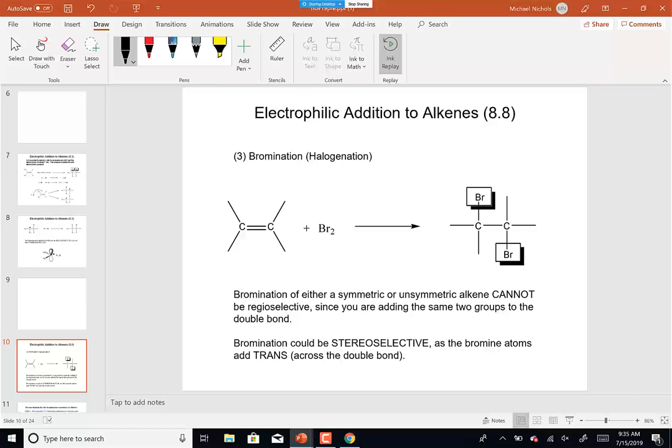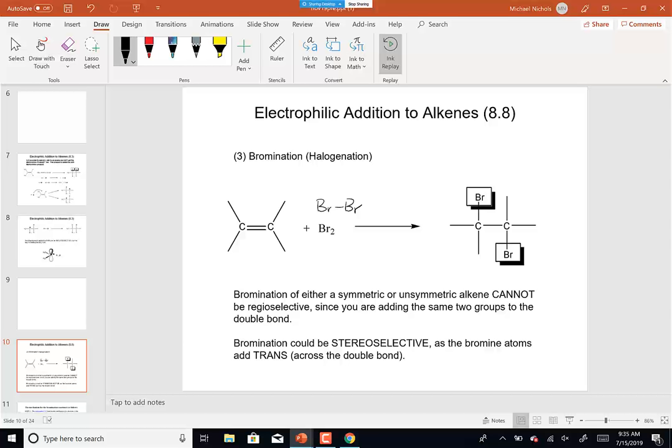Let's do a new reaction. New from the standpoint of bromination. So when I add Br2 to a double bond, I'm going to end up adding two Brs.